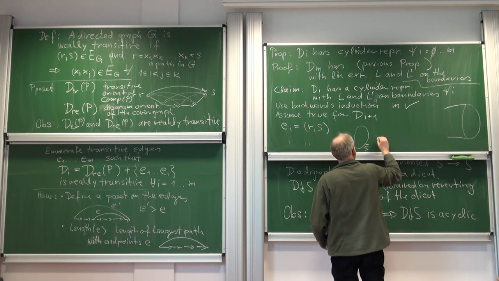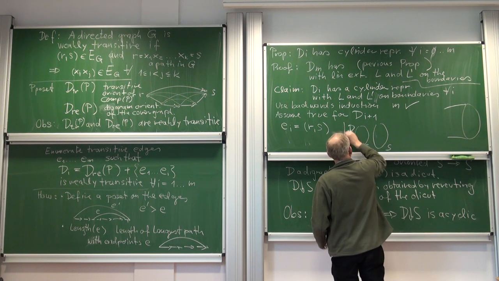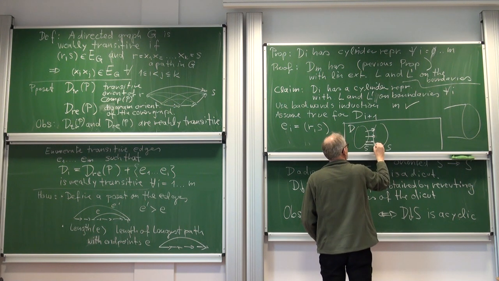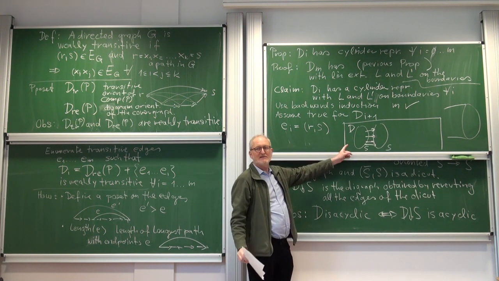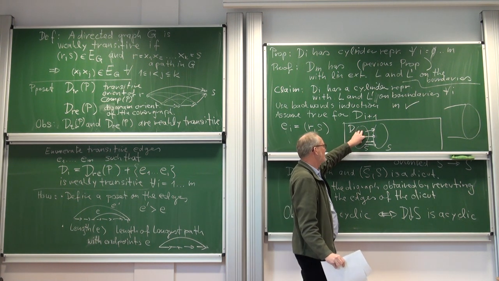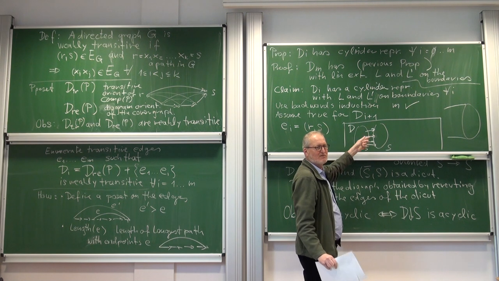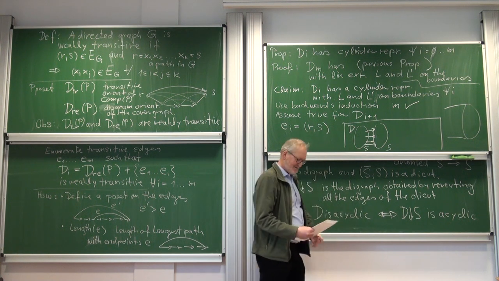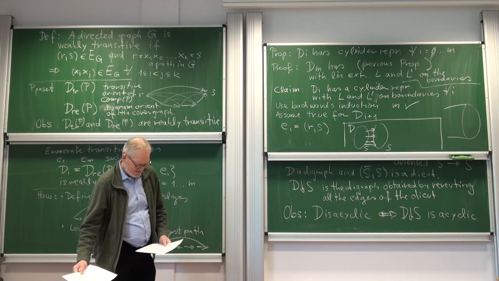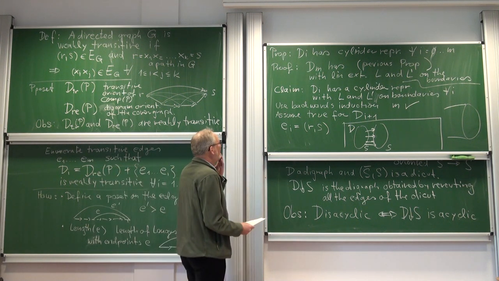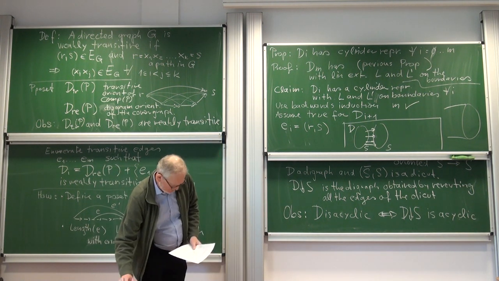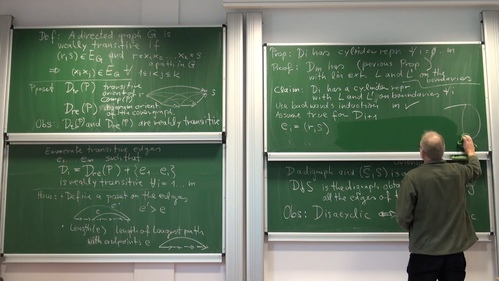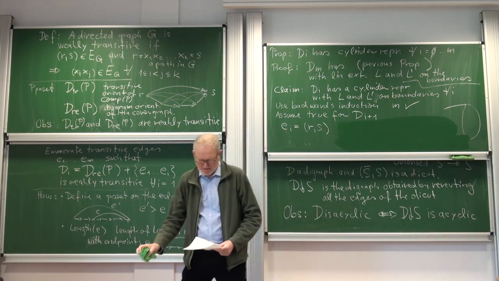We have S bar, we have S, this is D. A cycle in this digraph has to be either on this side or on that side. It cannot go across the cut. And this remains true if you reverse the cut. So this is a very easy thing. And now we are going to apply this in the given situation.